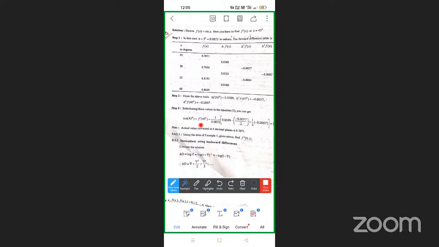So f dash of 45 is equal to 1 by h, delta value 0.0589, minus delta square by 2. So this is delta, delta square, delta cube.